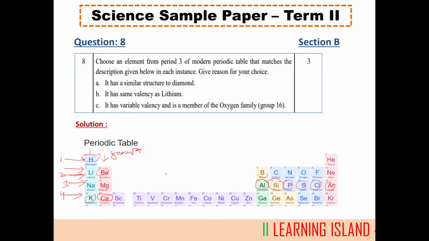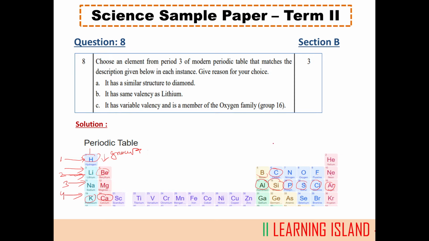So I hope you understand how to remember this. Let us go to the questions. In the question it has been mentioned that the element is present in the third period. In the third period the elements are sodium, magnesium, aluminium, silicon, phosphorus, sulfur, chlorine, and argon. Among these elements, you have to find the one with a similar structure to diamond. Here you see the diamond, as you know, it is carbon.